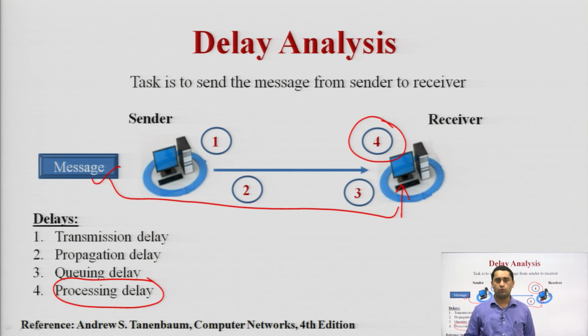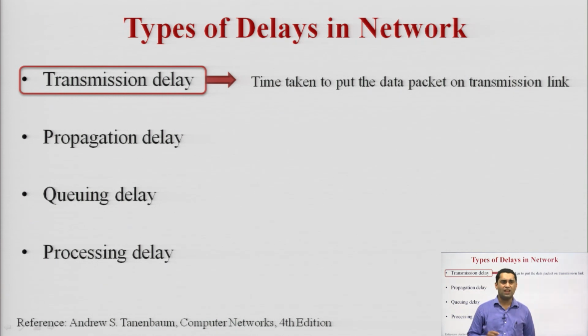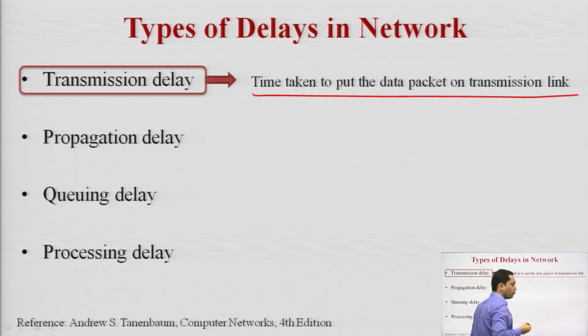Let us have a look at the theoretical part, which delay denotes which particular definition. So, these are the 4 types of delay. Transmission delay is the time taken to put a data packet on the transmission link. The very first thing is to prepare a packet. Once the data is prepared, only then we can deploy it on the transmission link. So, this is known as the transmission delay.